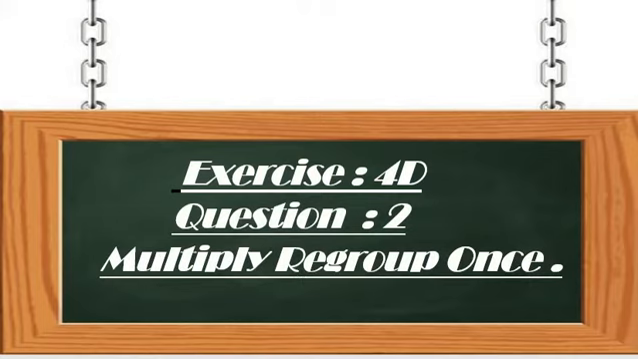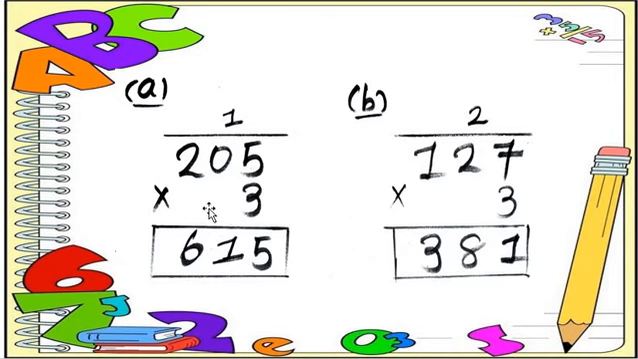So now let's check here. One by one we do all the sums. Understood, all students? Exercise number 4D, question number 2. Multiply, regroup once. I hope you all understood better. Then after that, let's check question number 1 of multiply, regroup once. So what is the question, all students? 205 multiply by 3.